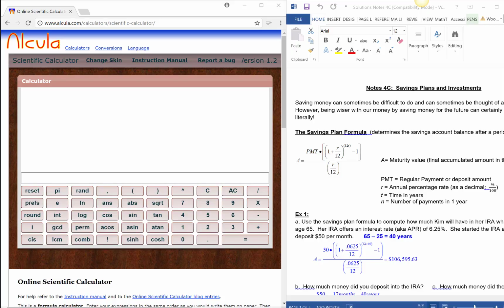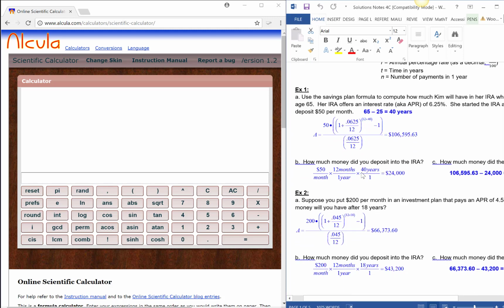I'm going to take this opportunity to show you how to enter the formulas from section 4C into your calculator. So you'll see the savings plan formula located up here at the top of the notes. And I'm just going to scoot on down here to example 1 and look at how I would actually enter this into my calculator so that I can get the correct answer.